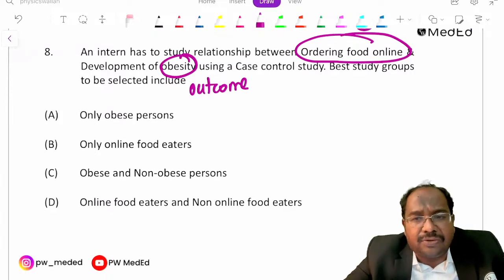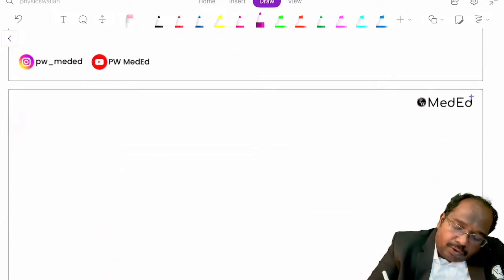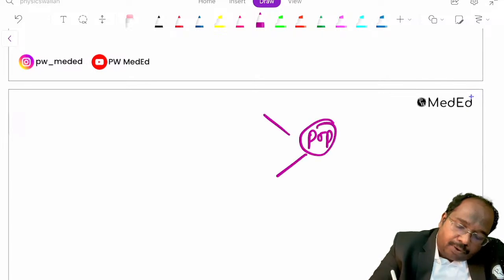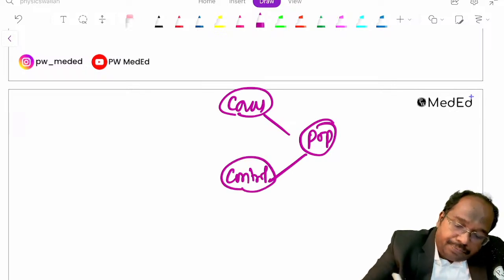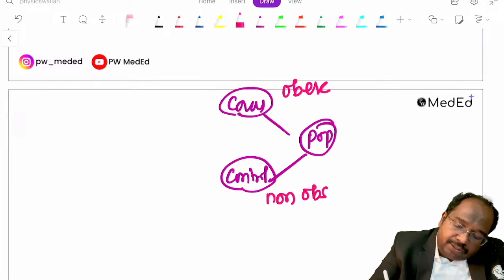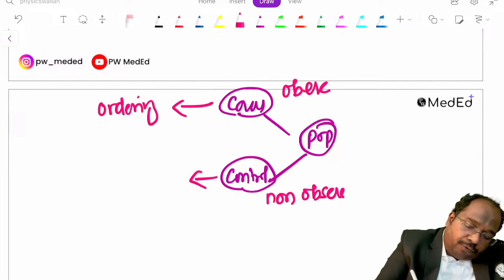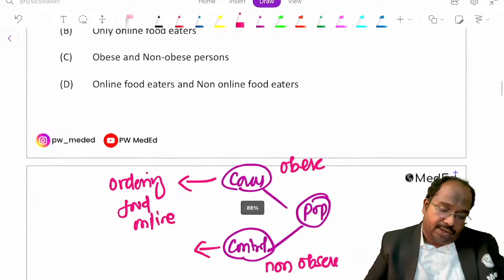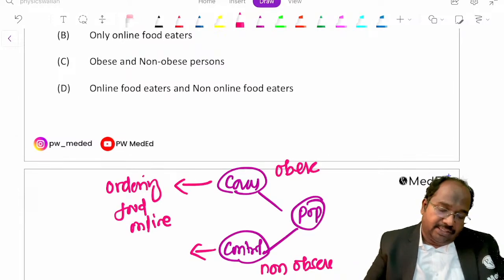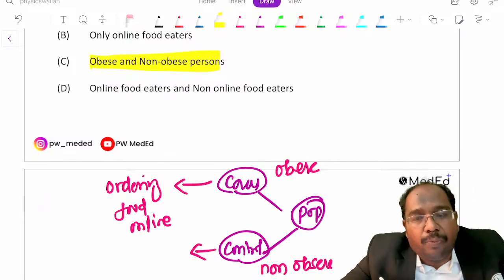So what is the answer for this question? You have to take the population, and from the population, cases and controls. Here, cases means obese people, controls mean non-obese people. Then you ask about ordering food online. So the answer for this question is obese and non-obese persons.